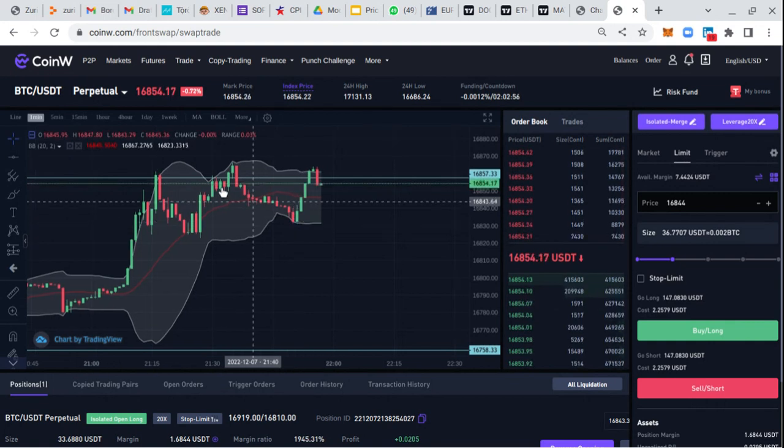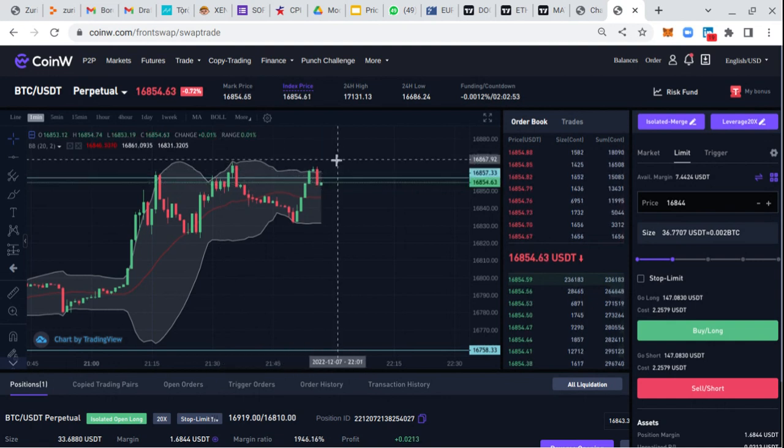Now you can see this thing has broken this support level and is testing it. It's testing it. The next thing is going to be another spike. It will just come like a spike.